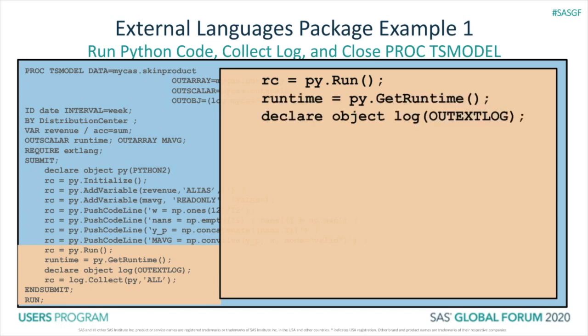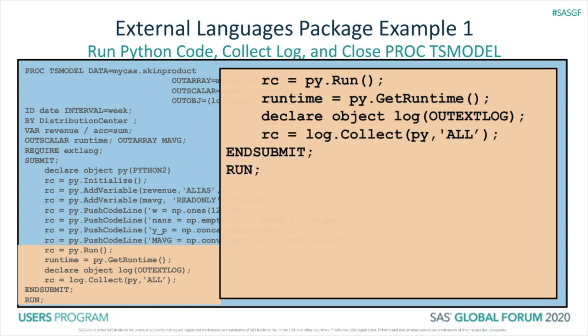And then we're going to write the code to collect the log from each of these Python runs. For that, we use this outEXT log object, and we call the collect method using the Python object as an argument. Then we specify that we want all the logs. And that's it for the parallel code, and we can also close the TS model statement.